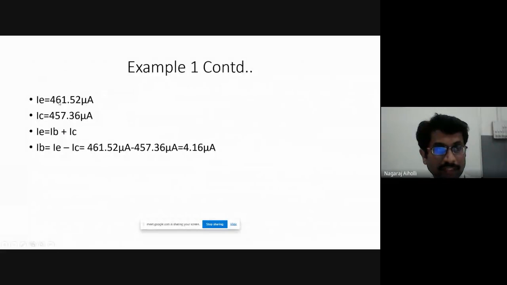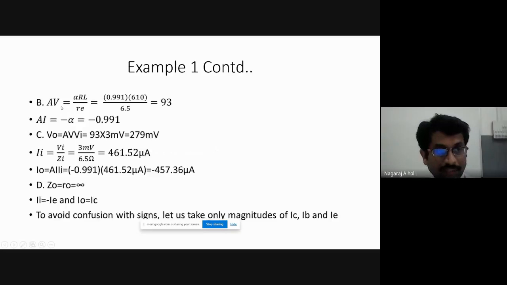We know IE, we have calculated the value of input current, that is IE. II is nothing but our emitter current, that is 461.52 microampere. Then I naught is nothing but IC, that is 457.36 microampere. So neglect the signs here. Consider only the magnitudes here.